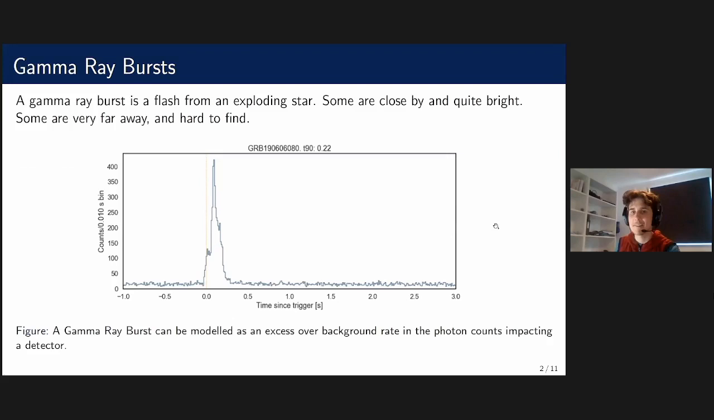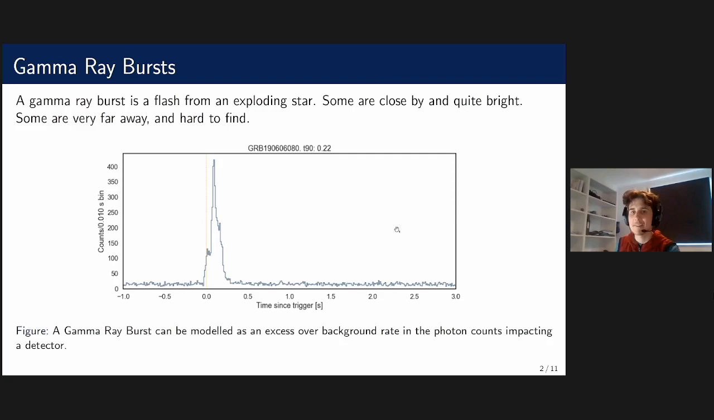So here's a very nice, good, non-sensitive application for this method. If you have a satellite and you're hunting for flashes of light very far away in space, some of them are quite close by, and some of them are quite bright, and some of them are very far away, and they're very hard to pick out from your background rate. So your background rate is photons arriving at your satellite.